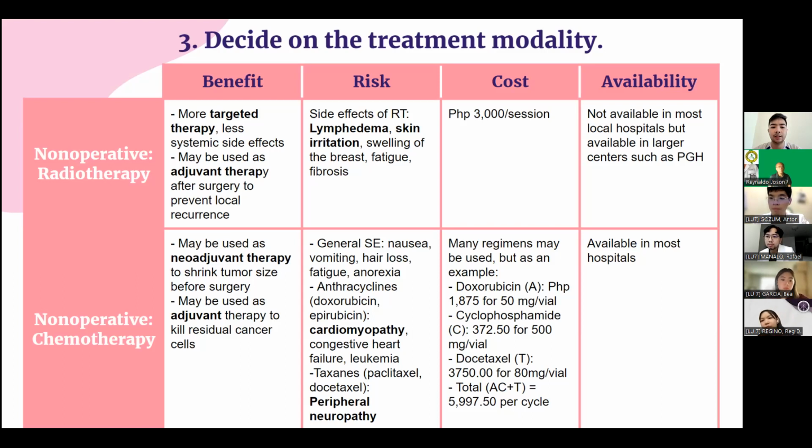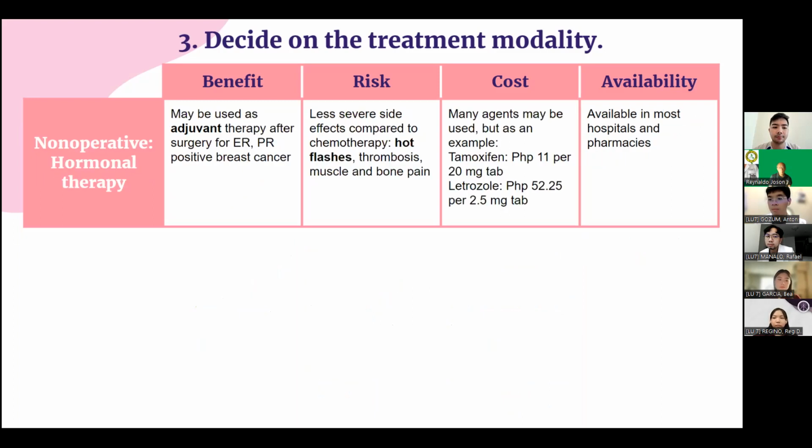And there are many regimens of chemotherapy available, but here's a sample of an estimated cost of a chemotherapy cycle. So the computed cost was around 6,000 pesos per cycle, and it's available in most hospitals. Next slide. For the last non-operative treatment modality, there's hormonal therapy.